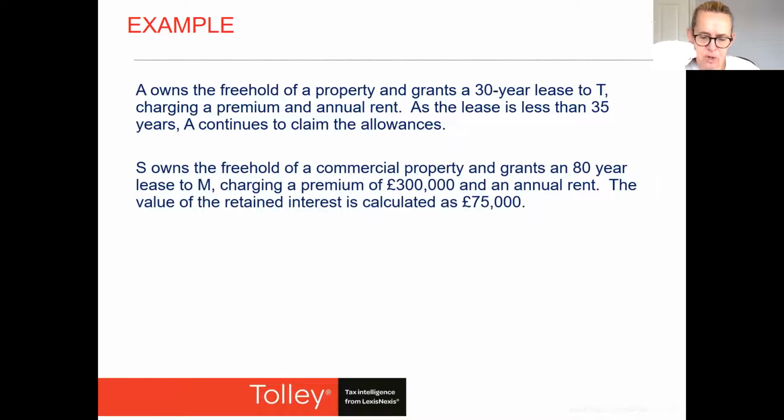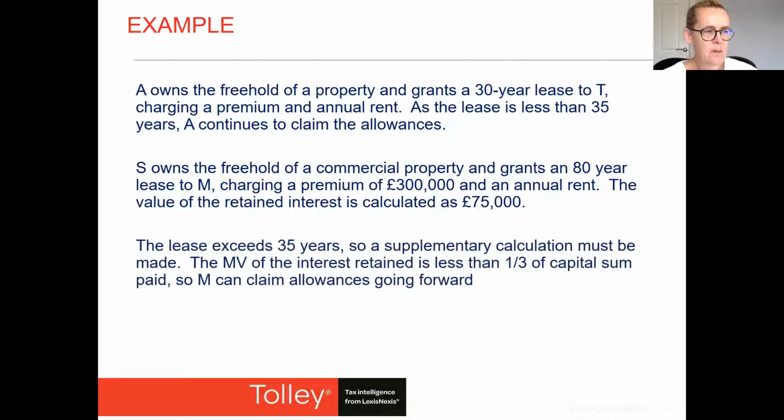S owns the freehold of a commercial property, grants an 80-year lease to M, charges a £300,000 premium and an annual rent. The retained reversionary interest is £75,000. The lease exceeds 35 years. The market value of the interest retained is less than 1/3 of the capital sum paid. So the allowances get transferred to the lessee.